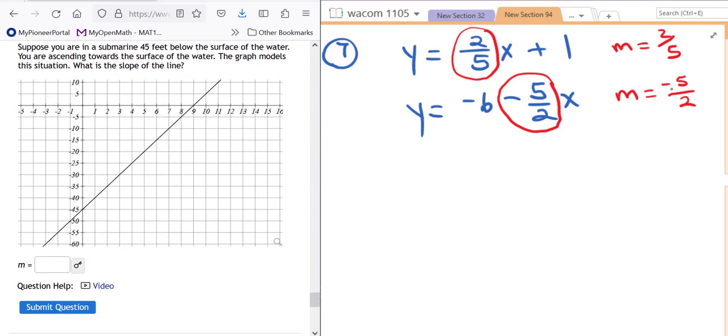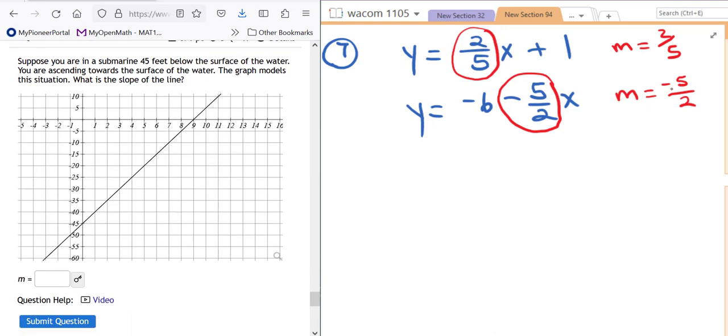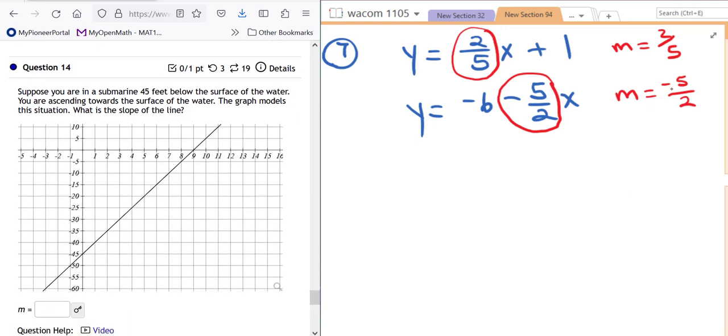All right, we have a couple of application problems here. They're not hard. Don't be scared by the word problems. I can do this right on here. And hopefully, I'm going to try to use my mouse instead of my stylus, and hopefully it will show up for you. This says, suppose you are in a submarine 45 feet below the surface of the water. So -45 is where you are, right? You are ascending towards the surface of the water. So you're going up. The graph models this situation, and it asks, what is the slope? And slope is giving your rate.